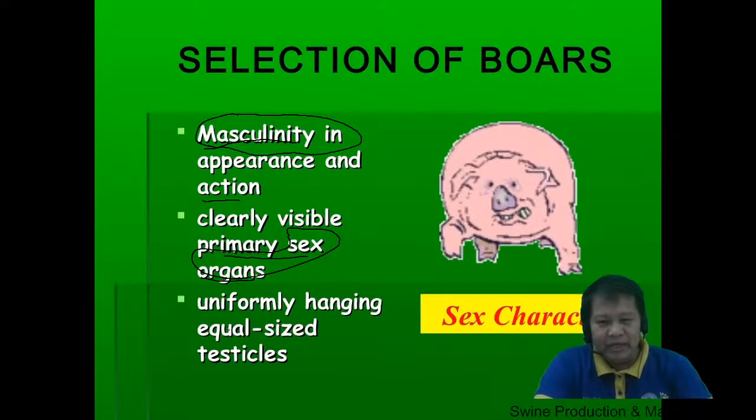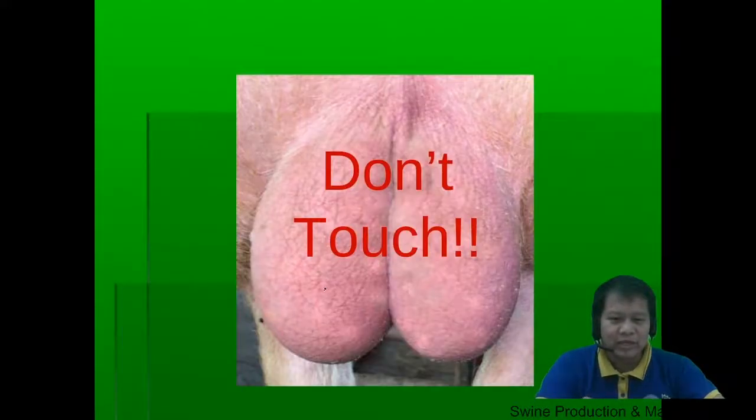Then, uniformly hanging, equal-sized testicles. So, tingnan yung itlog. Kung dako yung isa, hindi dapat. So, balanced, equal-sized testicles. That is one of the considerations in selecting boars: masculinity in appearance, visible sex organs, and equally sized testicles. Dapat pantay ang mga itlog. Okay, katulad nito, so it should be equally sized.